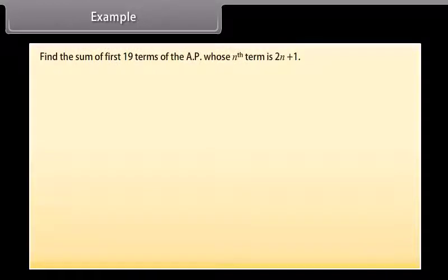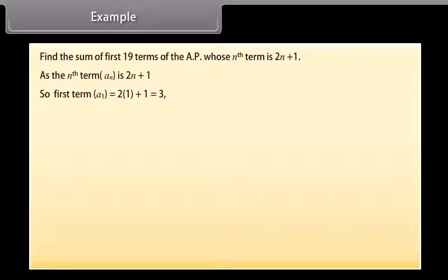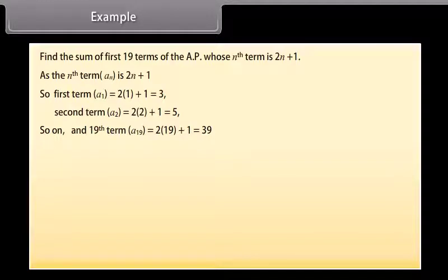Find the sum of first 19 terms of the AP whose nth term is 2n plus 1. As the nth term an is 2n plus 1, the first term a1 is equal to 2 into 1 plus 1 is equal to 3. Second term a2 is equal to 2 into 2 plus 1 is 5, and so on. And the 19th term is equal to 2 into 19 plus 1 is equal to 39. So the list of numbers we get is 3, 5, 7, and so on, 39.